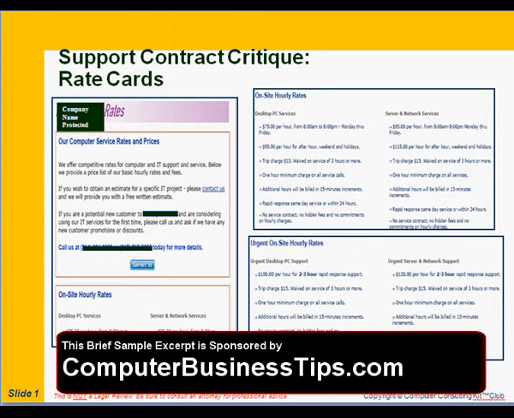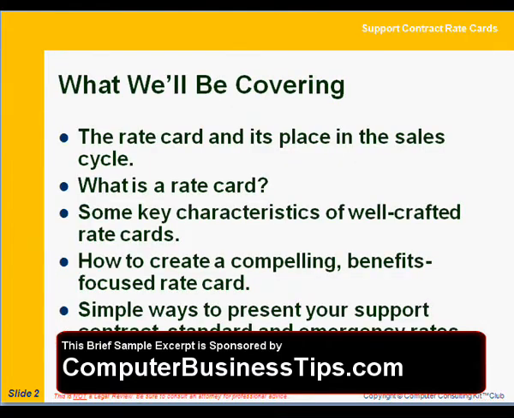Today we're going to take a look at a sample rate card and talk about how you can create rate cards that are going to help you in the process of selling your support contracts. What we're going to be talking about today is the rate card and its place in the sales cycle.